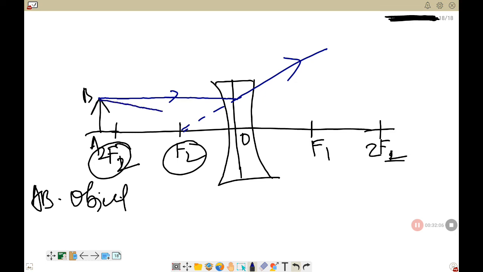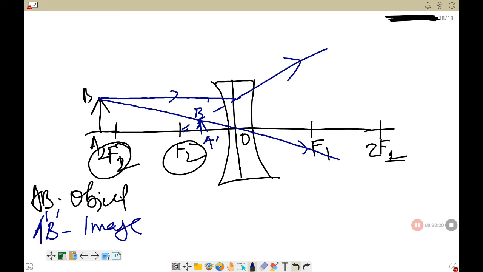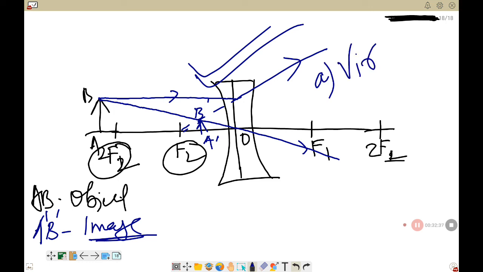The second ray that I'm going to take is the ray passing through the optical center. So this is the point of intersection, isn't it? This is where A dash B dash, my image, will be formed. So wherever you keep your object, every time a concave lens is going to give you this kind of ray diagram. That is the nature of the image: it's virtual, because you have produced this ray in the backward direction.